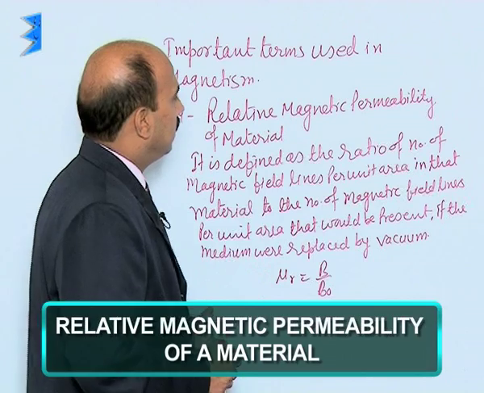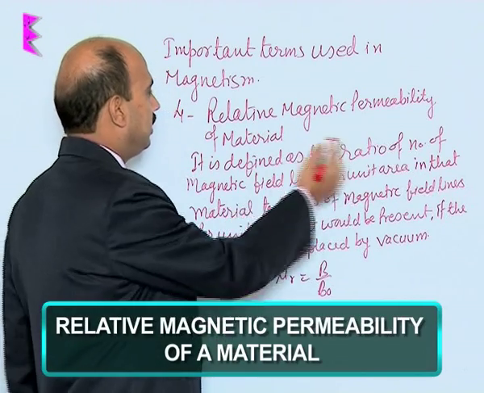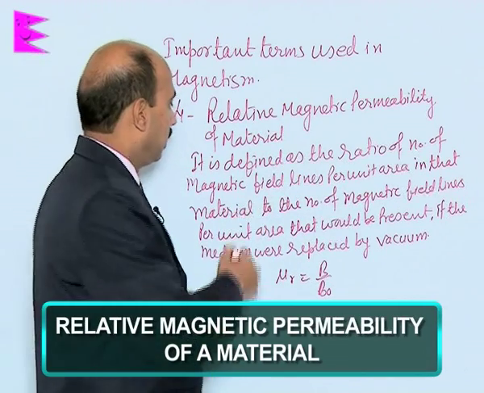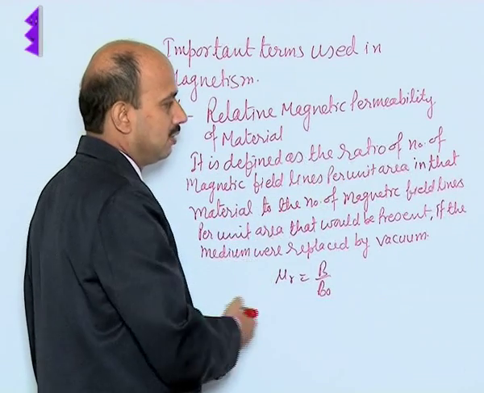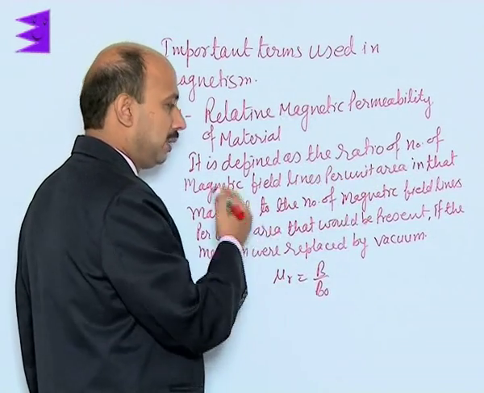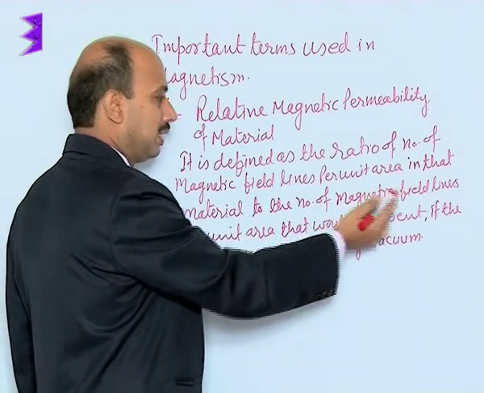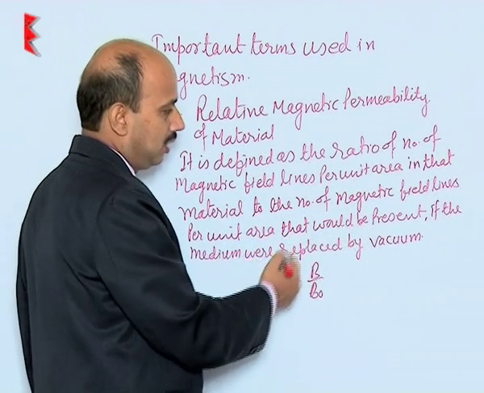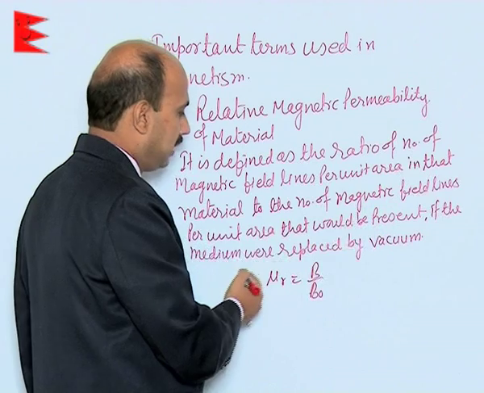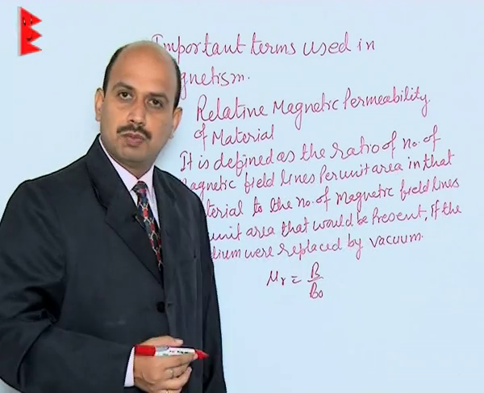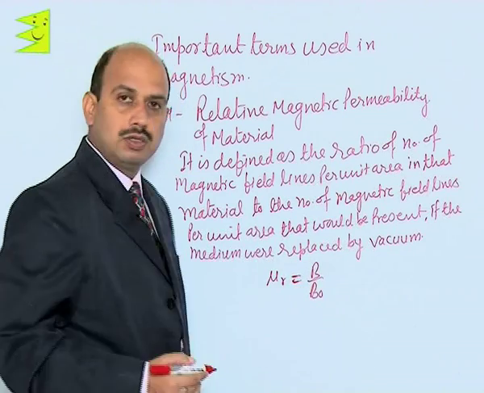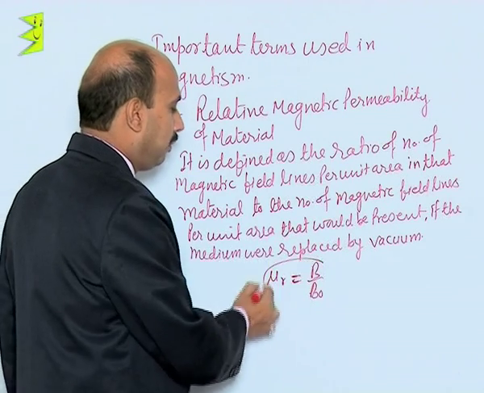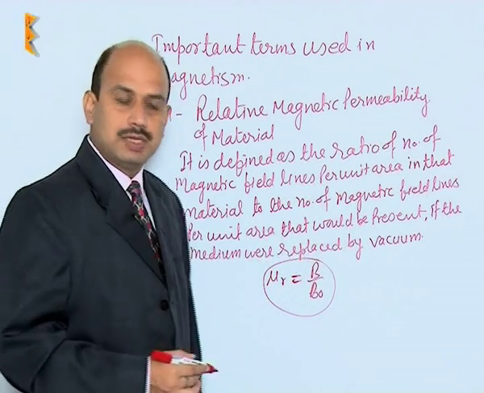Now see relative magnetic permeability of a material. It is defined as the ratio of the number of magnetic field lines per unit area in that material to the number of magnetic field lines per unit area that would be present if the medium were replaced by a vacuum. That is written as B upon B0. So, this is the relative magnetic permeability of the medium.